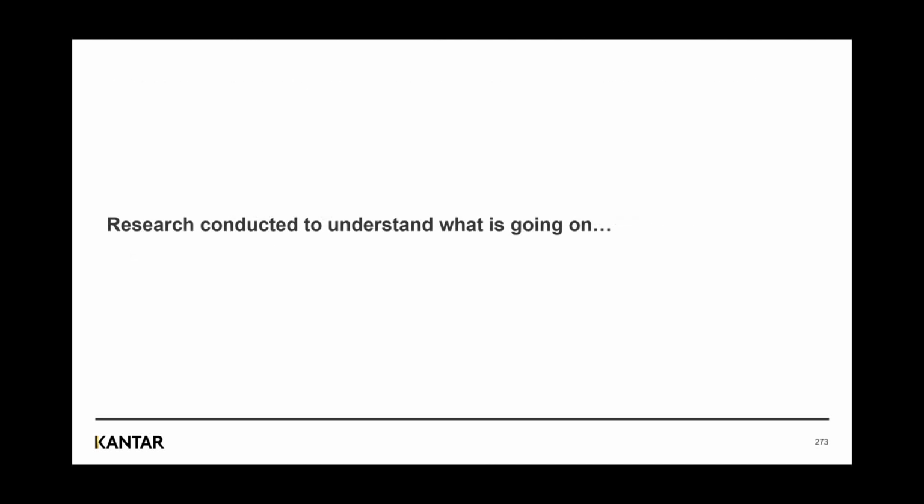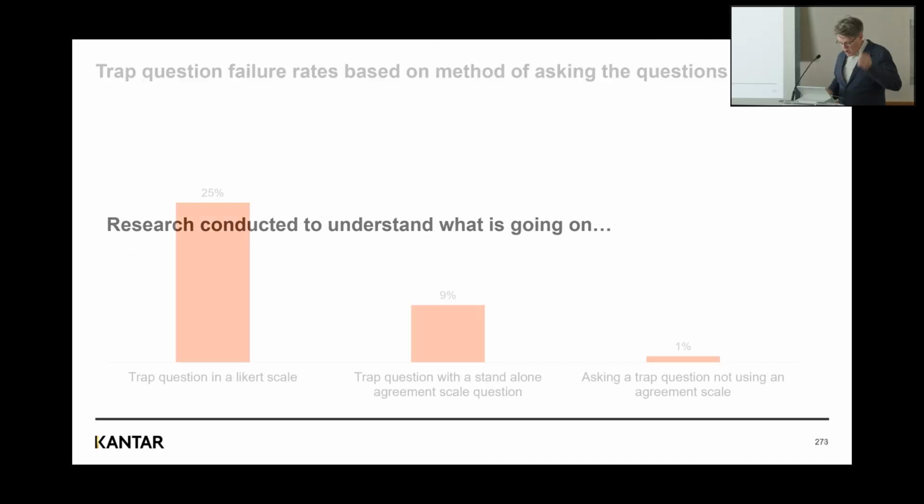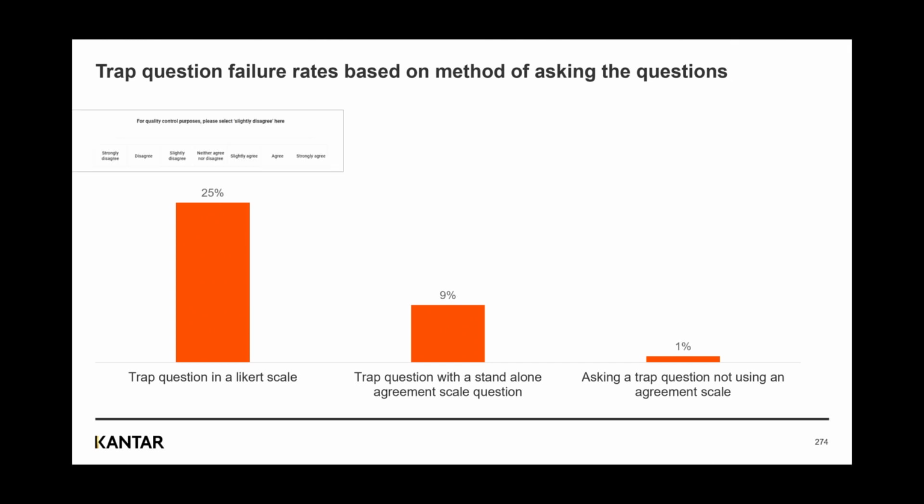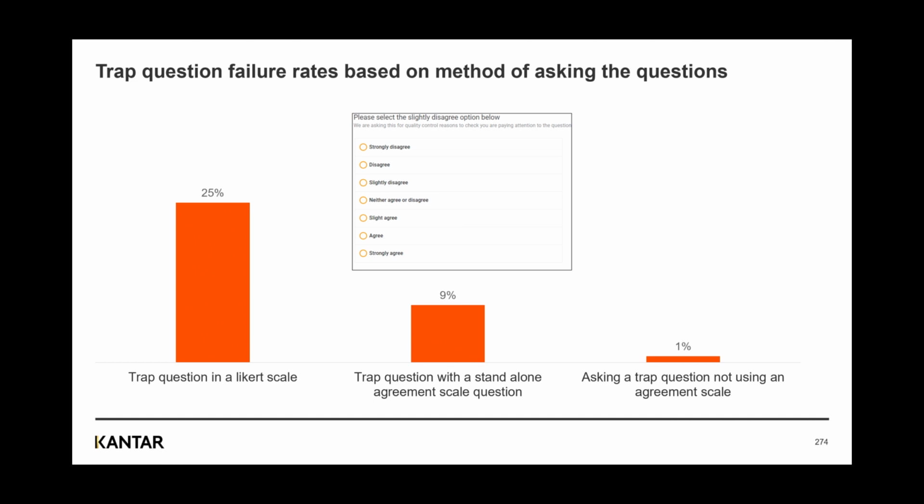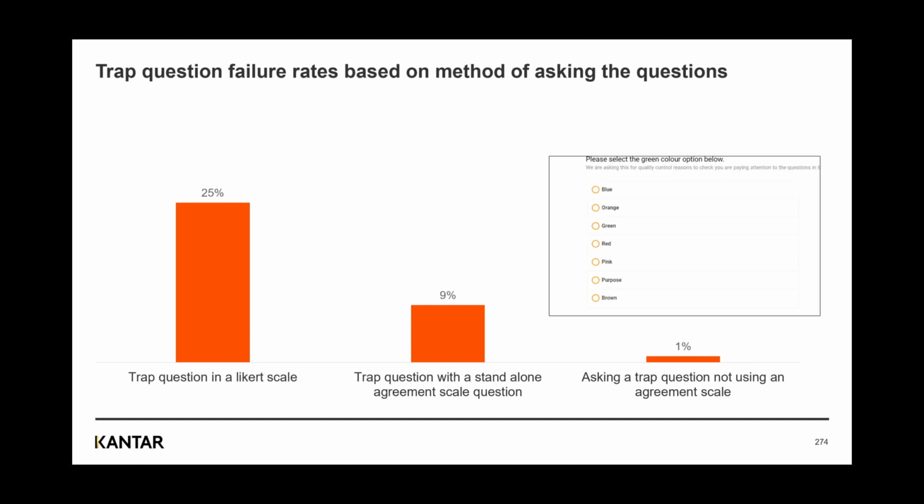And so I've done some research to look at what's going on here. If you ask a trap question in a traditional Likert scale, three or four questions in, after they've done a couple, it's 25%, which is what I just showed you. Now, if I ask the same question as a standalone question, just the first thing you see, that drops considerably to 9%. But if I ask a completely different trap question, like "please select the colour green", where the only difference is that I'm not using a Likert, the failure rate drops to 1%.